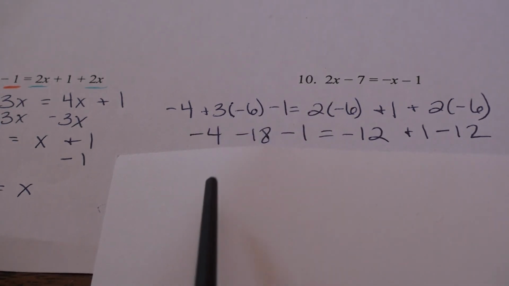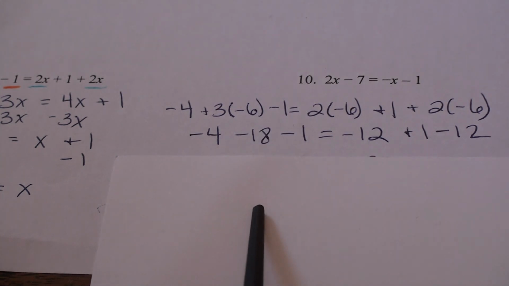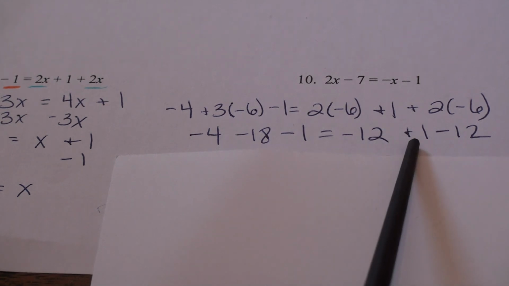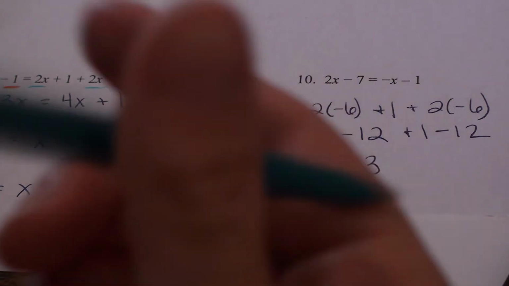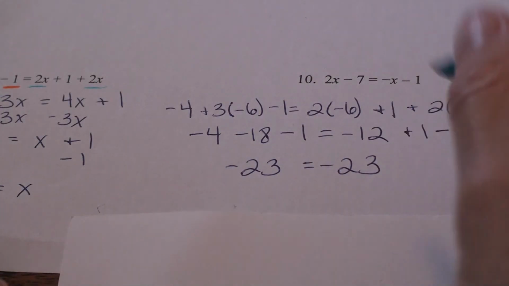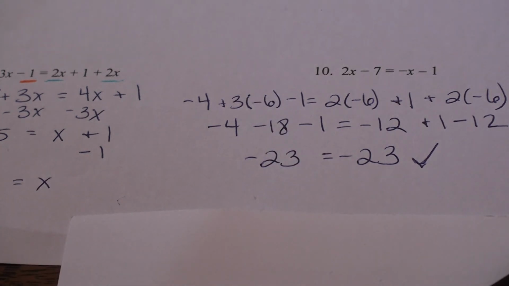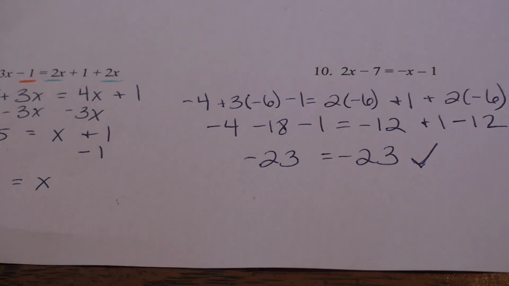Negative 4 minus 18 is negative 22. Minus 1 is going to be negative 23. Negative 12 plus 1 is going to be negative 11. Minus 12 will be negative 23. So again, my answer works, and I have the right answer. So again, you want to make sure that you are always going back and checking your work in order to make sure that you did everything correctly.